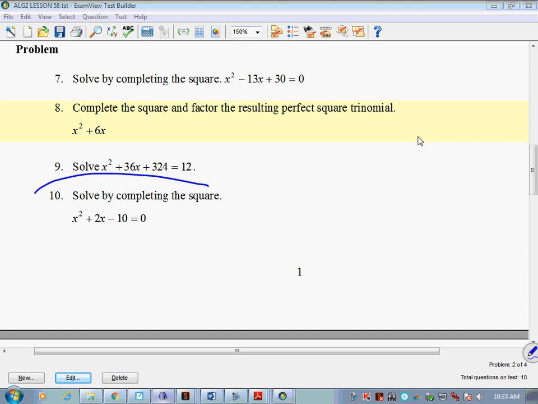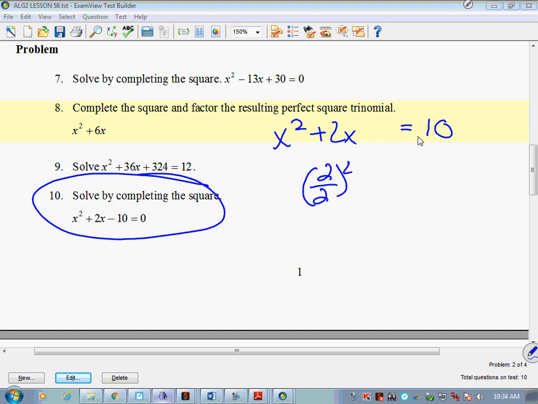Solve 10 by completing the square. All right, let's look at 10. The first thing I'm going to do is add 10 to the other side. So we've got x squared plus 2x equals positive 10. Take 2, divide by 2, and square it. 2 divided by 2 is 1. Add 1 to both sides. Now we can factor, and we should get x plus 1 squared equals 11, correct?